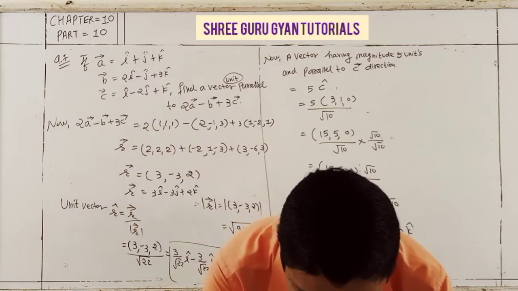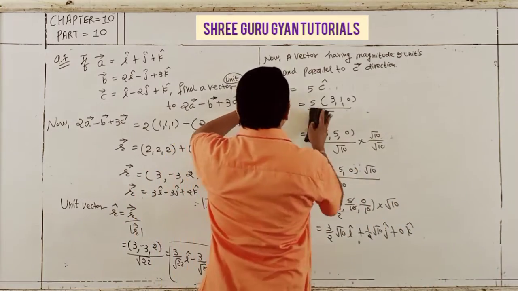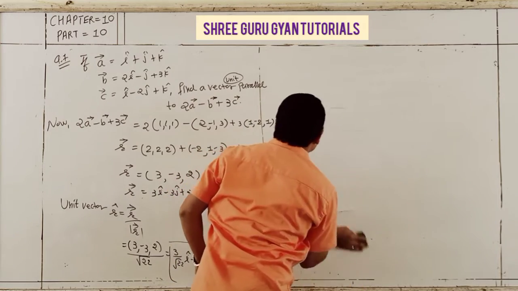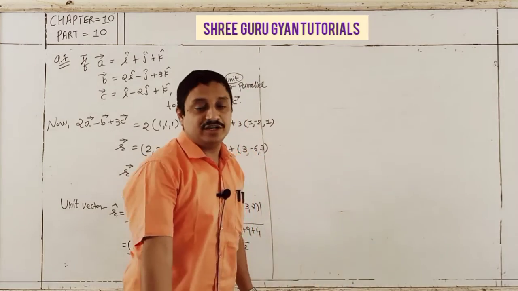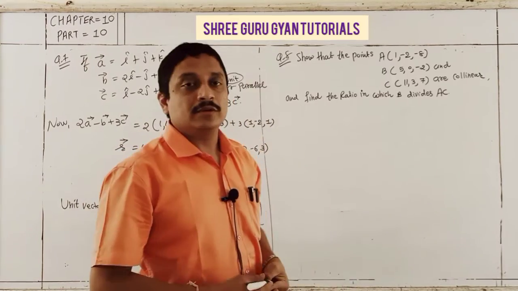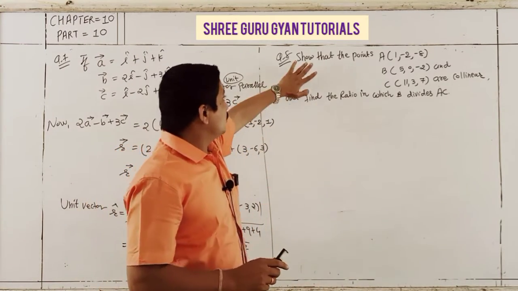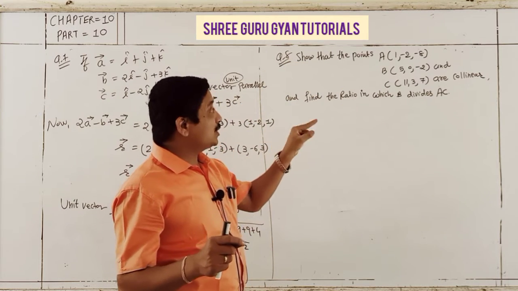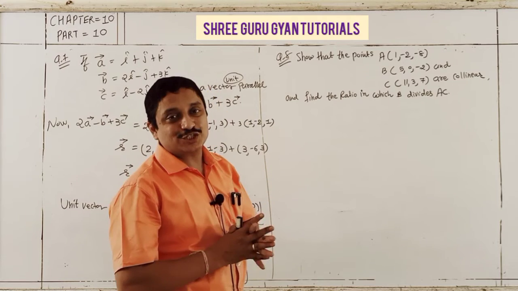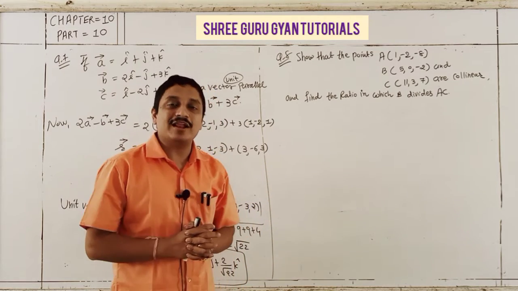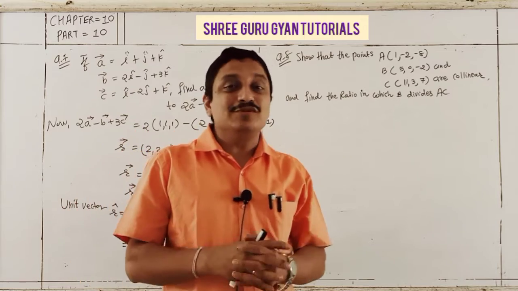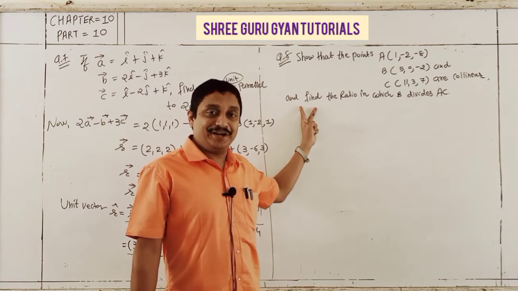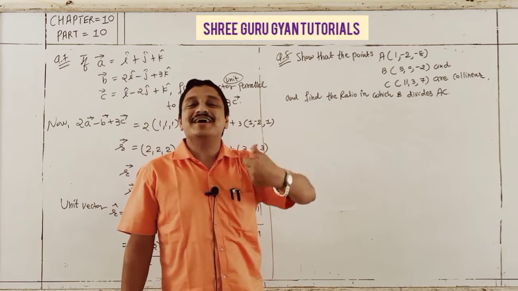And students, now after that we go to the next question. In question number 8, that is a different question, now coming to the division of a segment. Now students, new one, question 8. Show that the points A (1, -2, -8), B (5, 0, -2) and C (11, 3, 7) are collinear. It means we will prove they lie on the same line. And second, find the ratio in which B divides AC.